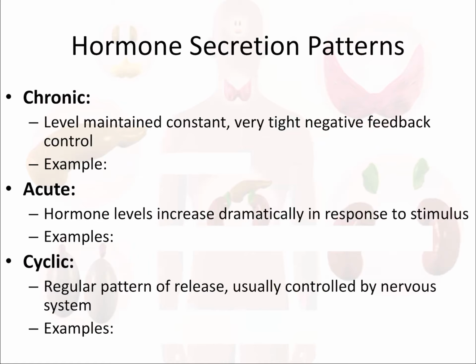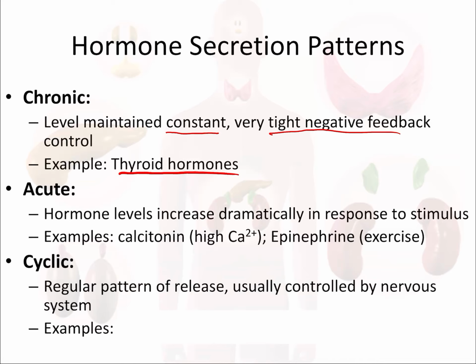Okay, so a little bit about hormone secretion patterns. We've got three main categories of this. Chronic secretion means that we have a level maintained, constant, very tight negative feedback control. For example, if this is the thyroid hormones, we always need a certain level of thyroid hormones to regulate our metabolism. Acute secretion patterns: hormone levels increase dramatically in response to stimulus. Epinephrine during exercise or any other stress. Calcitonin when we have high calcium, so it shoots up a lot when we need it.